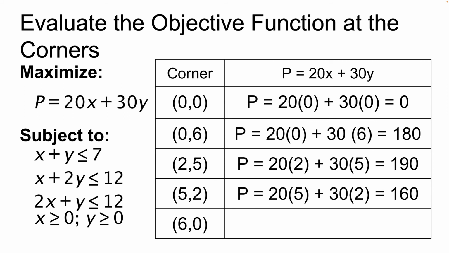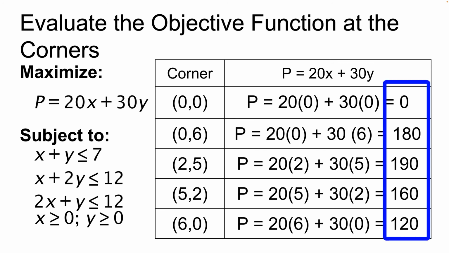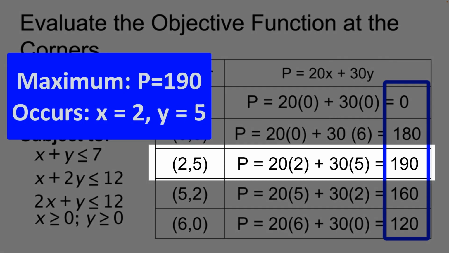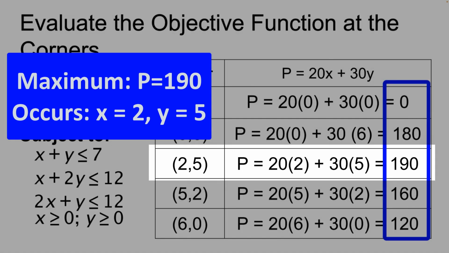Then entering in 5, 2, we get 20 times 5 plus 30 times 2 equals 160. Finally, the last one is 20 times 6 plus 30 times 0, which equals 120. Since the fundamental theorem of linear programming guarantees us that this function will have a maximum at one of the corners since the feasible region is bounded, look at our 5 function values to determine the maximum. It looks like our maximum occurs at the point 2, 5, and the maximum value for p is 190.